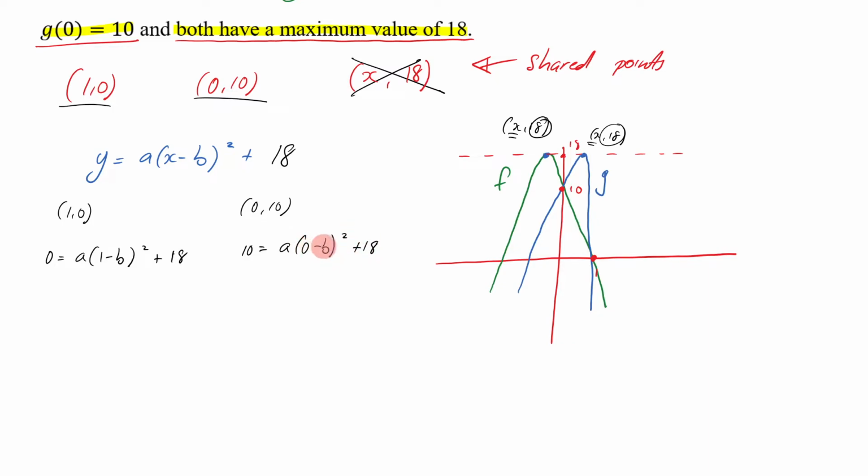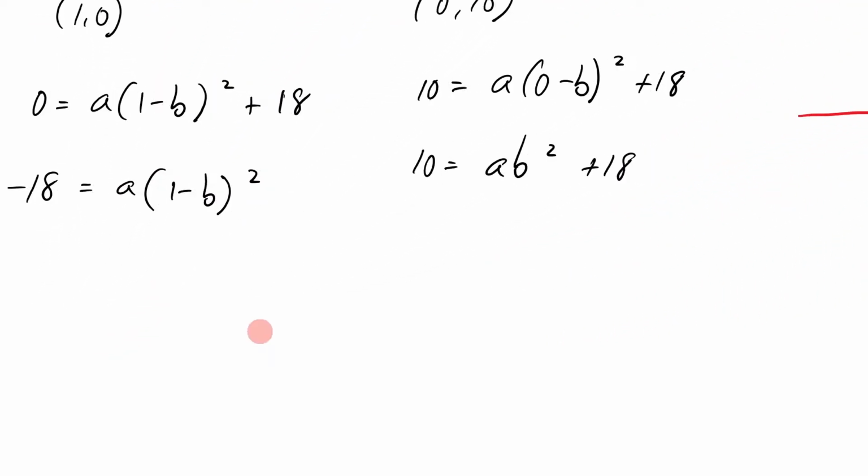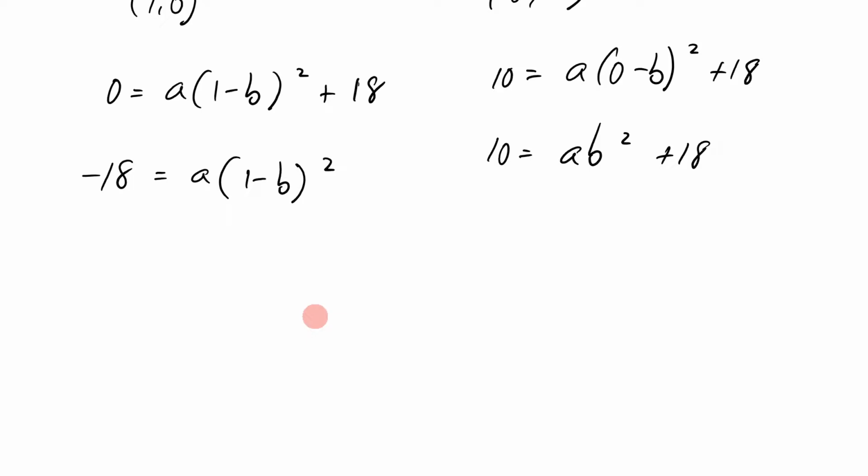Now, 0 minus b squared, well, it's just negative b squared, right? So it's just going to be a b squared is equal, plus 18. And then over here, what's this? If I rearrange this, it'll be negative 18 is equal to a(1 minus b) squared. Okay, let's zoom in here because this is what we care about. So we've got these two things here. We've got this and this.